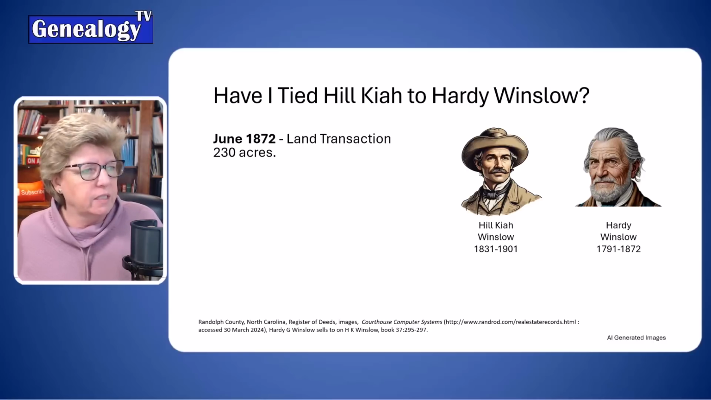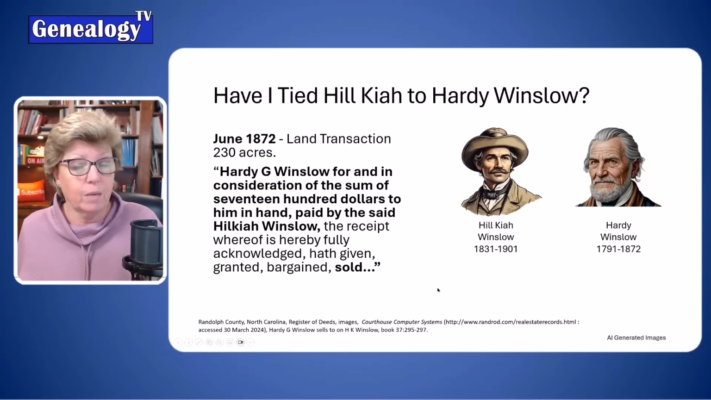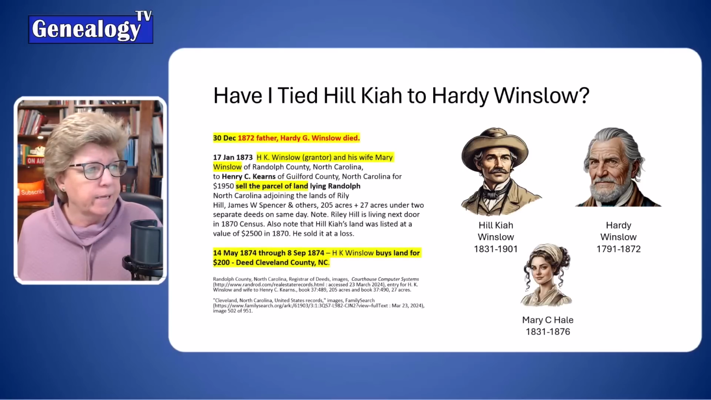In June of 1872, there's a land transaction for 230 acres. Hardy G. Winslow, for and in consideration of the sum of $1,700 to him in hand paid by said Hill Kiah Winslow, receipt whereof is hereby fully acknowledged. All right, so Hardy sold the land to Hill Kiah. Does that prove the relationship? Not yet. There's nothing about a father-son relationship there.